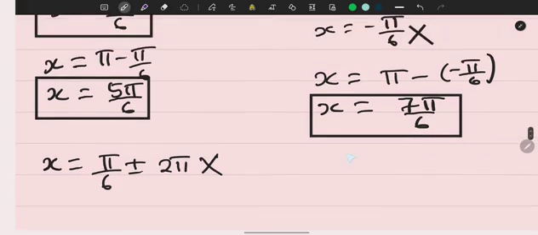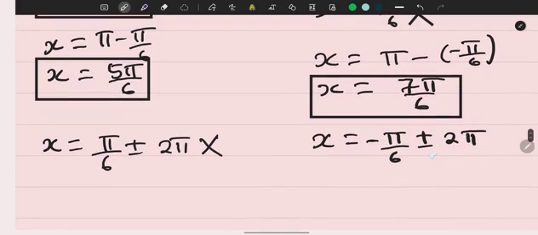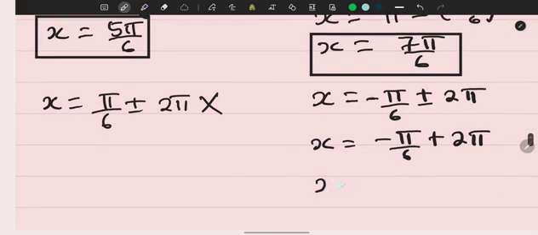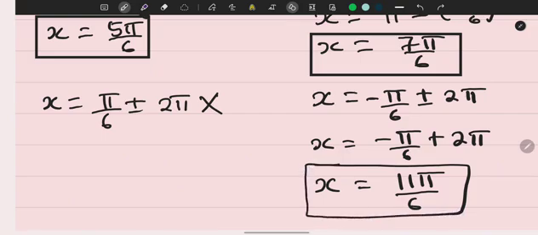Let me consider this one. x equals, the angle we obtained here is minus pi over 6, that's minus pi over 6 plus or minus 2 pi. If I consider minus 2 pi, that would be outside the domain. So what we're going to consider here is plus 2 pi. So x equals minus pi over 6 plus 2 pi, and this should give us 11 pi over 6. This is another value of x.